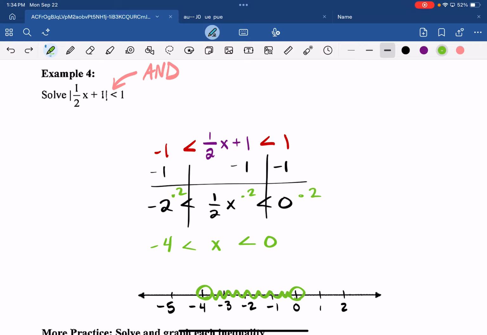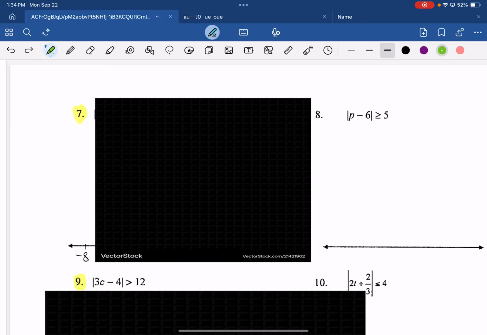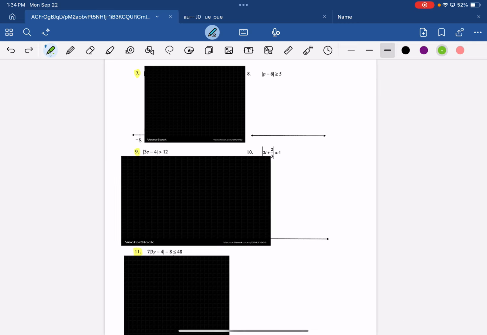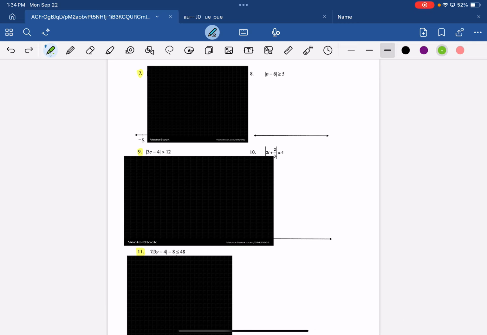All right, any questions on that one? Great, let's practice a couple more. Flip over the page. I want you to do 7, 9, and 11. No 5 and 6? Nope, just 7, 9, and 11. Okay, so work on those 3. Wait, what happened to 10? Do you want to do 10? Do all of them?